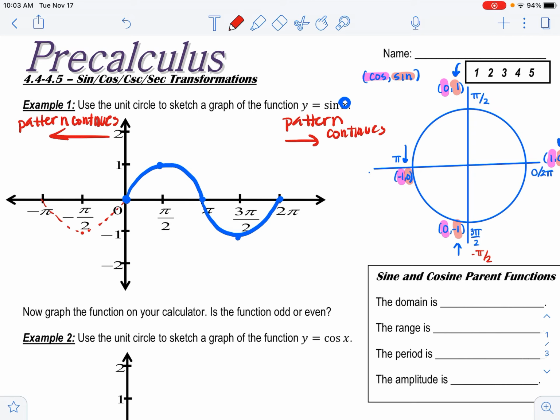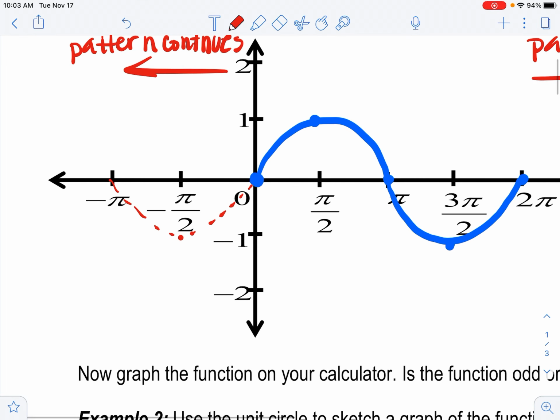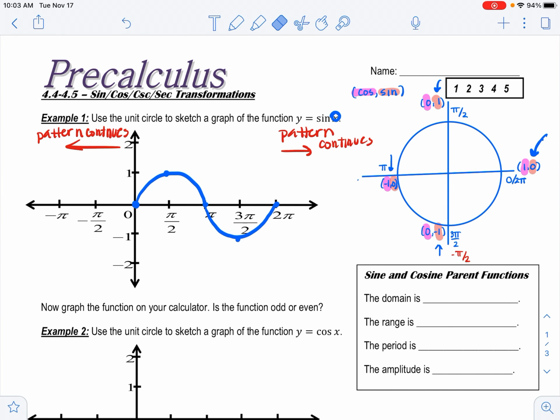So the next part says, now graph the function on your calculator. Is the function even or odd? So I need this red part to tell whether it's even or odd, because remember, if it's even, it's a reflection over the y-axis. So here's my y-axis right here, and it's not a reflection over the y-axis because you'd have points here and here. And if it's odd, it has 180 degree rotational symmetry, which this does have. If you turn your iPad upside down, this would look exactly the same. So, therefore, it is odd. Okay, so I'm going to circle or highlight odd.